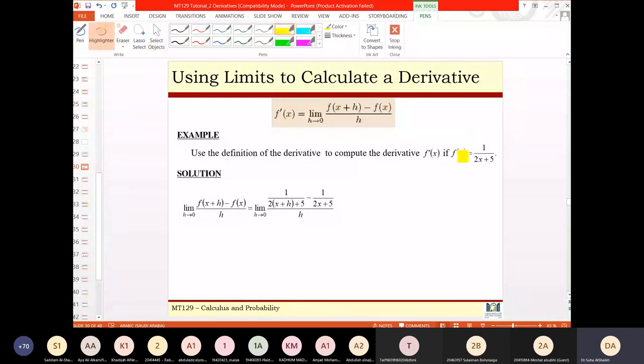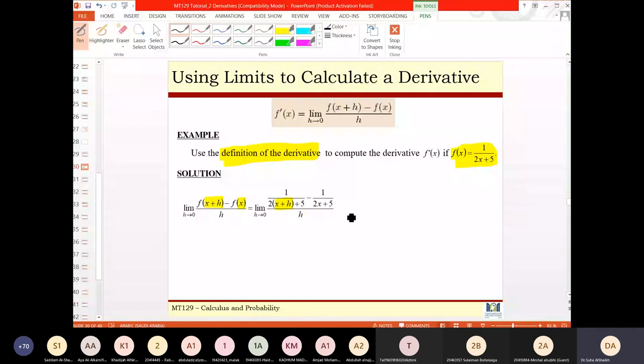Now here is the function that I have, f of x equal to 1 over 2x plus 5. Use what? The definition of the derivative. They want me to use this rule. So the rule is limit h goes to 0 of f at x plus h, I'm changing the x here with x plus h, minus f of x itself. The substitution gives me this: 1 over 2 times (x plus h) plus 5, minus 1 over 2x plus 5.